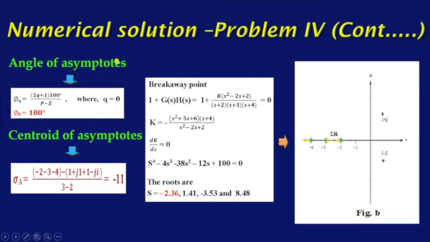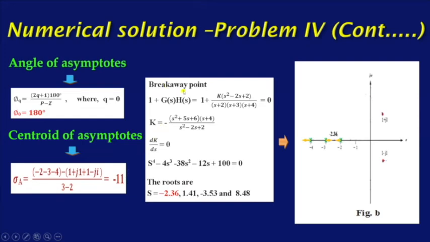Then find the angle of asymptotes. Phi q equal to 2q plus 1 into 180 degree divided by p minus z, that is 1. So only one angle of asymptote. So q equal to 0, then phi 0 equal to 180 degree. Then calculate the centroid of asymptote. Sigma a equal to sum of all poles minus sum of all zeros divided by 3 minus 2. So this is equal to -11.